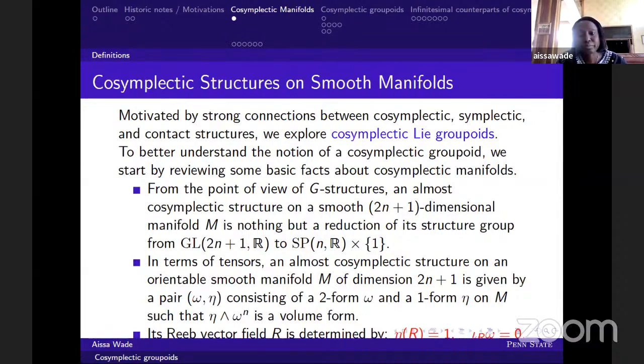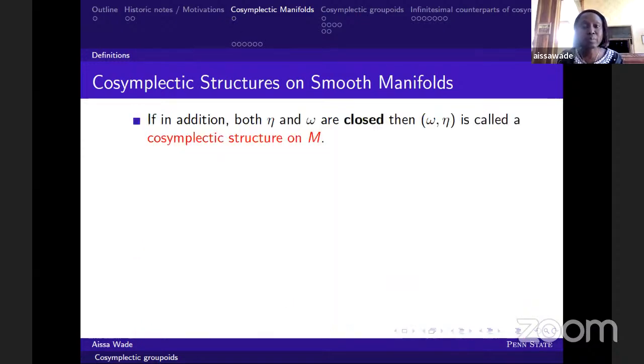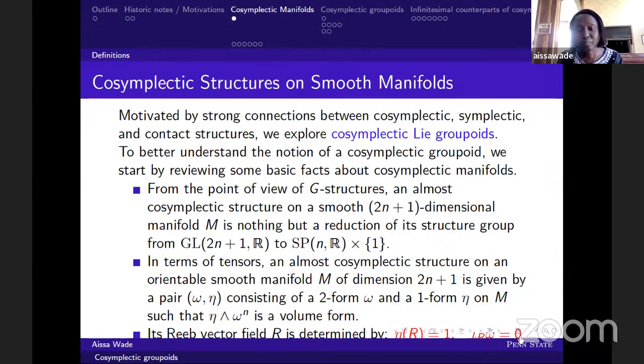given by a pair of forms. So you have omega, which is a 2-form, and you have eta, which is a 1-form. And what we want is that if we take omega to the power n wedge eta, we get a volume form. So from this data, one gets the Reeb vector field. So the Reeb vector field is the unique vector field determined by these two relations. If I contract the vector field with eta, I will get 1. And if I contract with omega, this is 0.